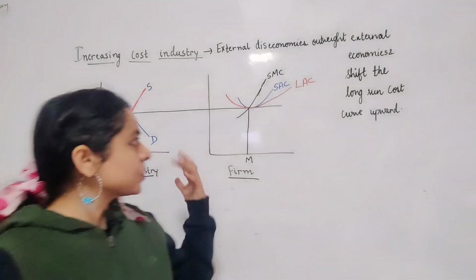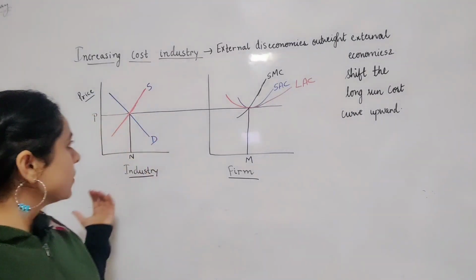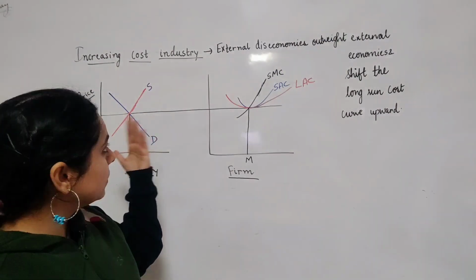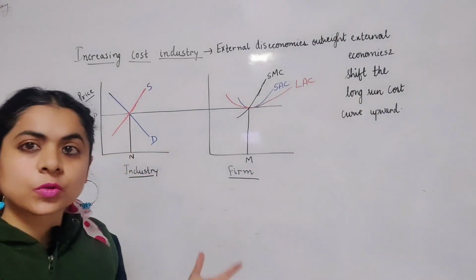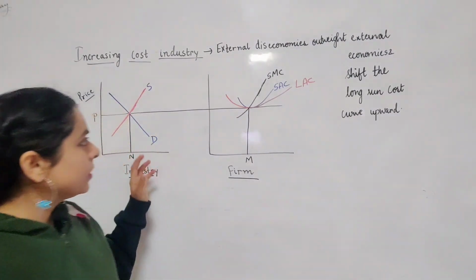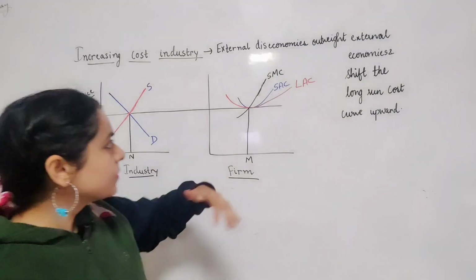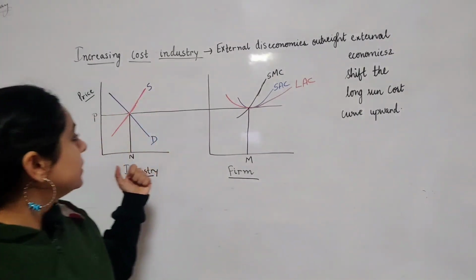In case of an increasing cost industry, as the market expands and there is entry of new firms, the price of inputs used in the production process will increase. So in case of an increasing cost industry, the cost curve shifts upward with the expansion of the industry.